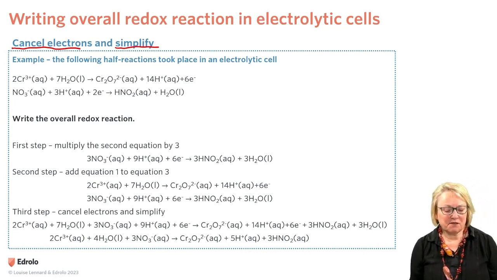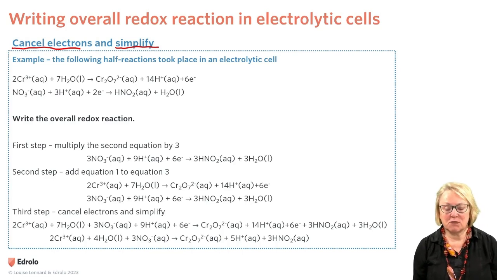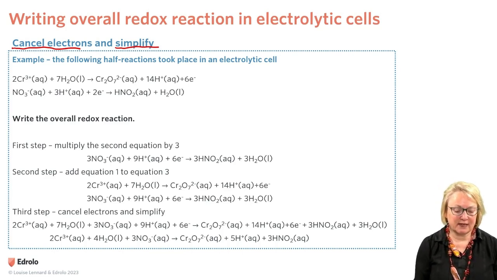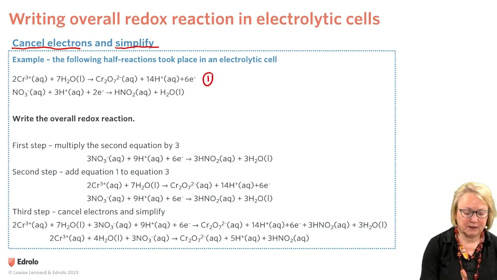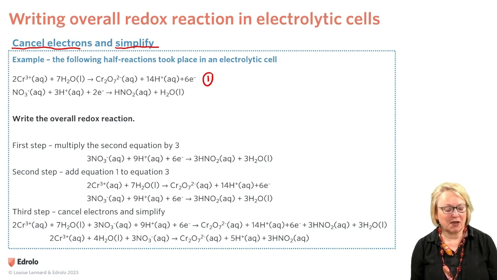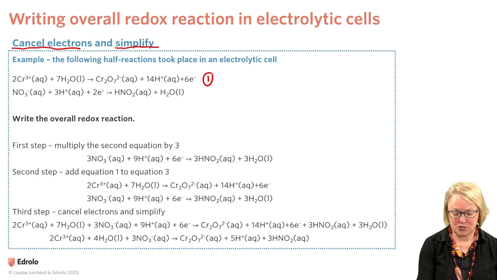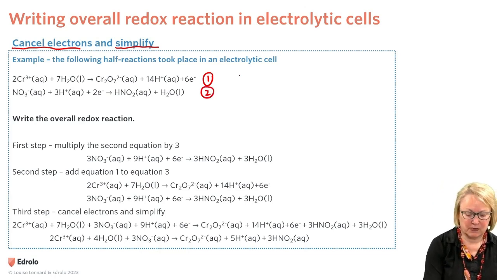So these are the following half reactions that took place in an electrolytic cell. We've got chromium ions reacting with water to produce dichromate and protons and electrons. We call that reaction 1. And we have nitrate ions that are reacting with hydrogen ions to produce HNO2 and water. We'll call that reaction 2. So the first one is our oxidation half equation, and the second one is our reduction half equation.